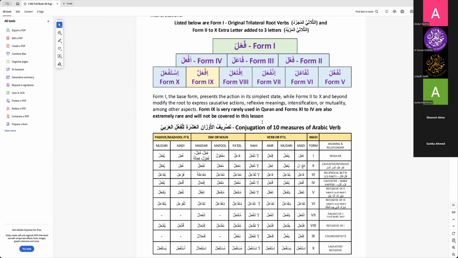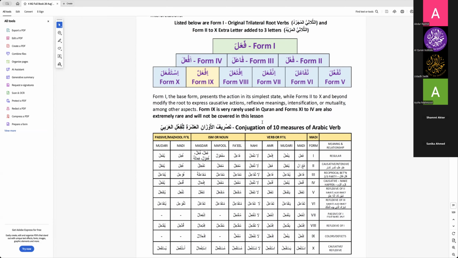Tonight's topic is Module 2, Lesson number 12, Verb, Form 1 to 10. And I will be leading the class tonight. Ustaz Sadiq will be there in the background, and Ustaz Mahmoud will also be there in the background. This is a very long lesson, but we'll just do the introduction today, and there will be another 5 classes on the same lesson to follow up.